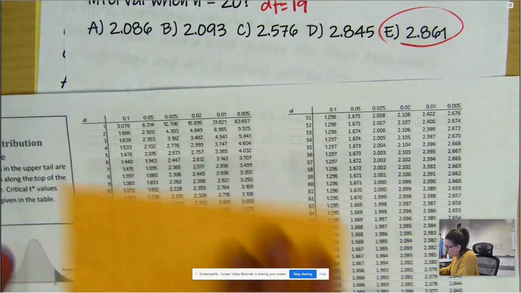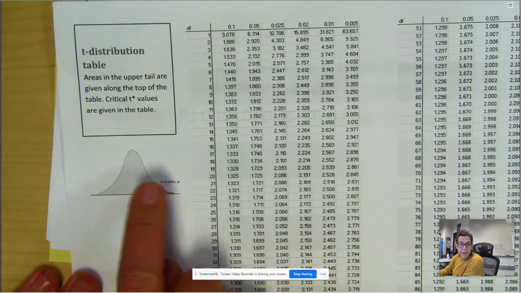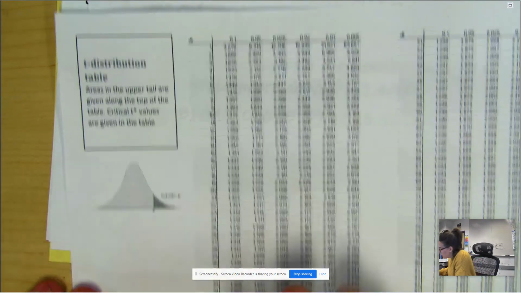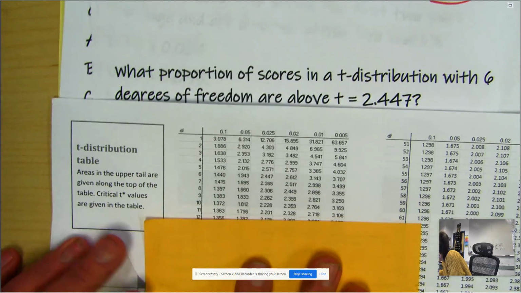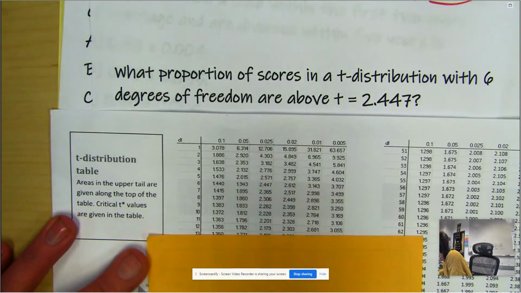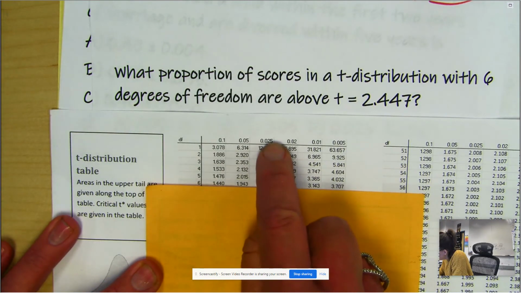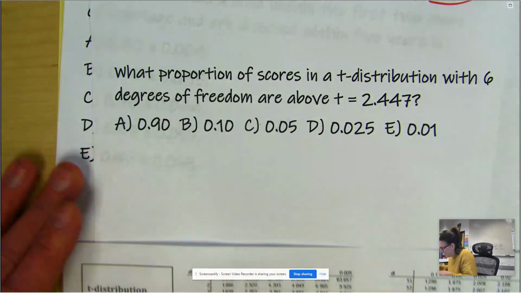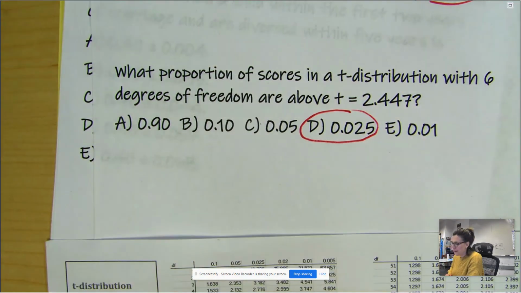Now the T distribution, look, it doesn't give you the part to the left. This number gives you the amount above. So when you go to 6 degrees of freedom, 2.447, that is the proportion of scores above that, 0.025. All right, good times.